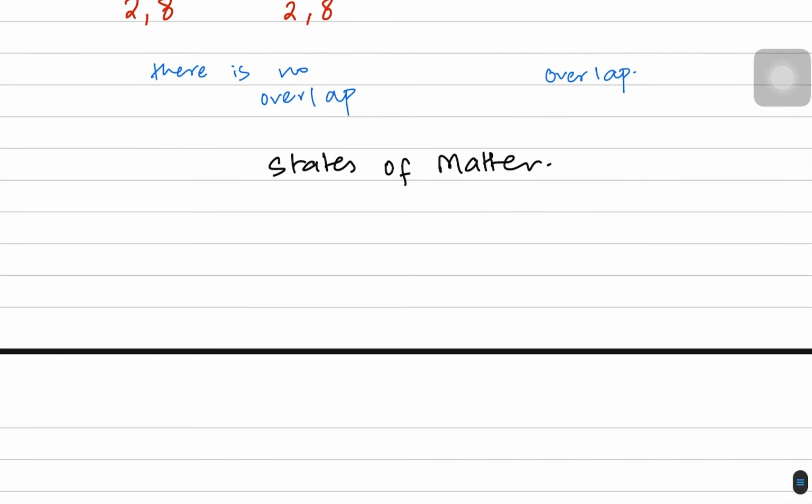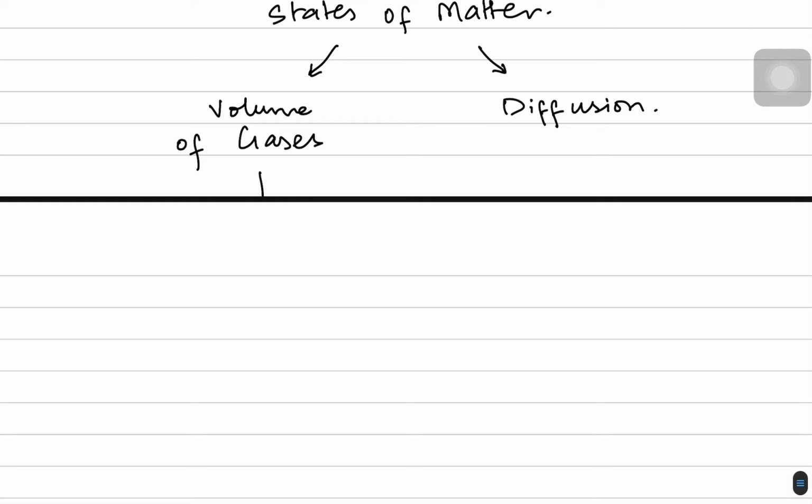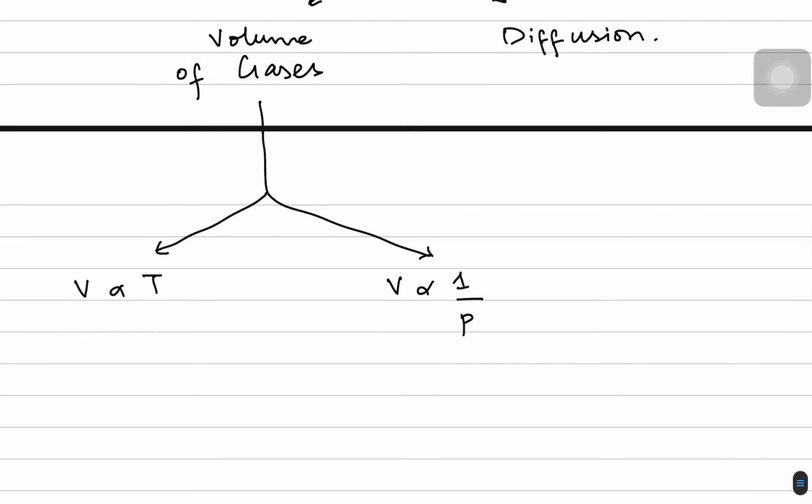I want to go through 2 important topics. First is volume of gases. Second is diffusion. When you talk about volume of gases, there are 2 main laws. One is volume and temperature are directly related. The other is volume and pressure are inversely related.